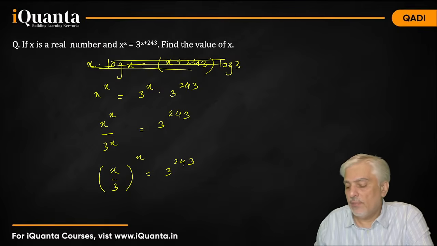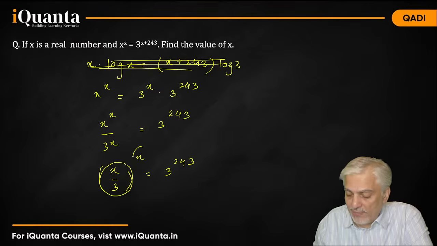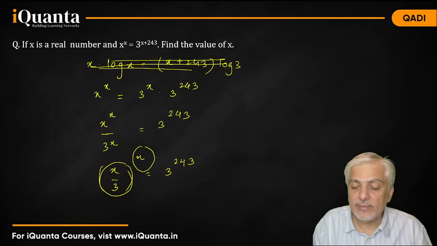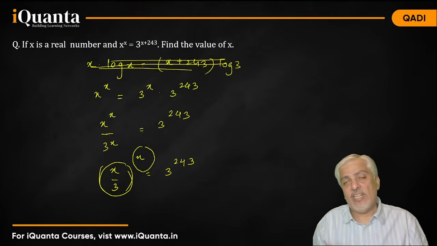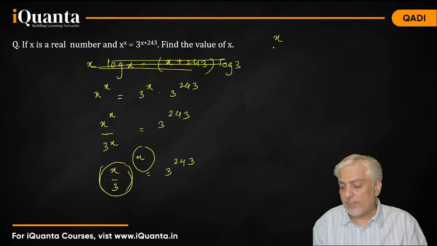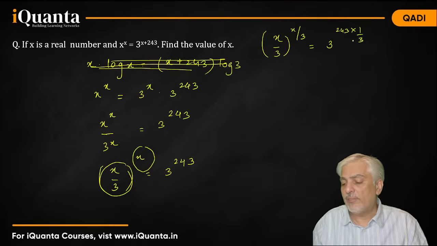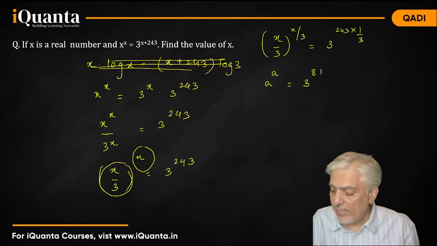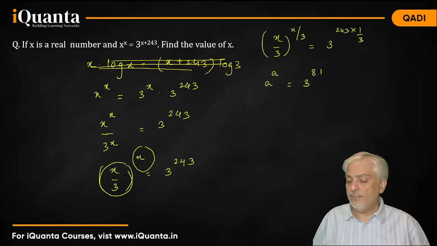In this question, x upon 3 raised to x is 243. Whatever you have over here, I would like to have in the power also same thing. So take 1/3 on both sides. Take power 1 upon 3 on both sides. So left hand side will become x upon 3 raised to x upon 3. Right hand side will become 3 raised to 243 by 1 by 3. So if you look properly, this is a raised to a is 3 raised to 81.